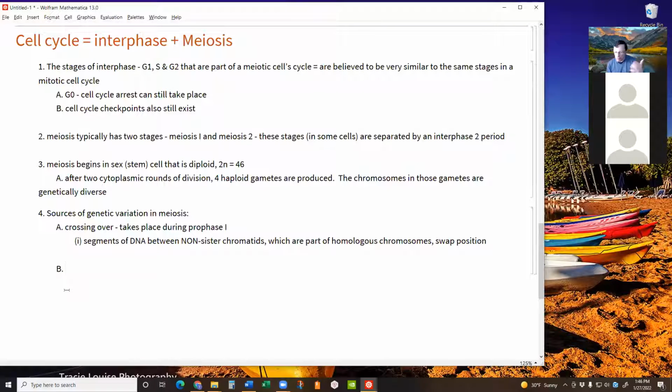So the second point of variation is the random alignment of the homologous chromosomes along the metaphase plate. Okay, the random alignment of the homologous chromosomes along the metaphase plate.